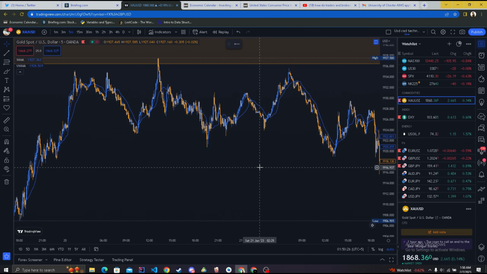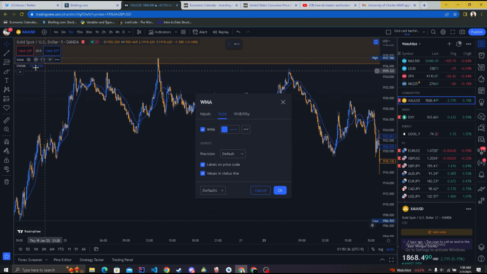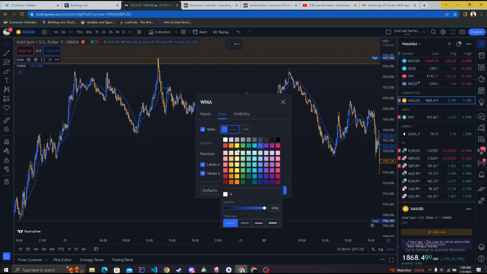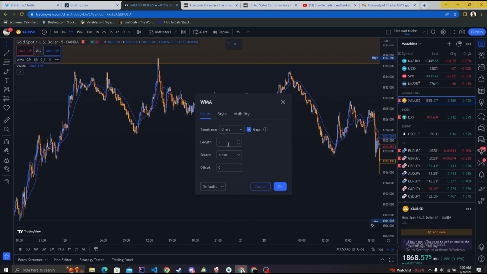Now that these two indicators are in front of you, as shown on the screen, go to the WMA and click its settings. First, change its color from blue to red, and in the input, write 12.